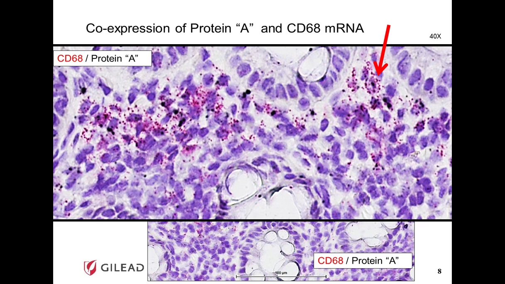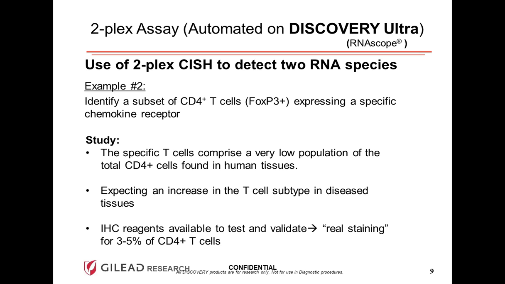What was very interesting about this result is that we found that only the macrophages found near the lumen of the colonic tissue were expressing protein A mRNA. So this was truly a new discovery. Not all the macrophages were expressing protein A as we thought before, and it really was a subset of macrophages that we were able to visualize for the first time looking at the tissue architecture.